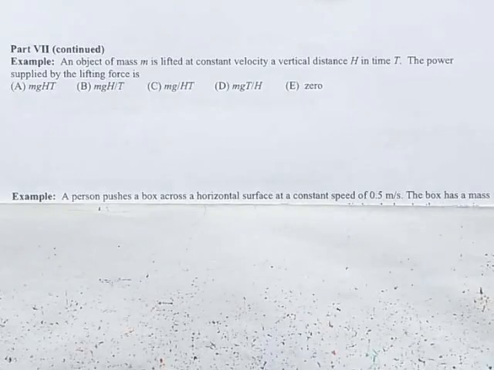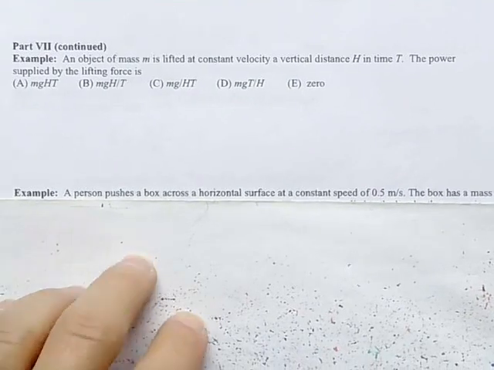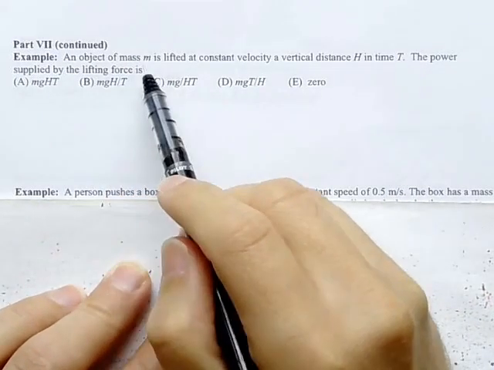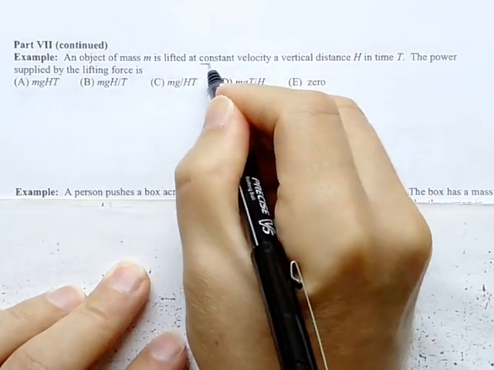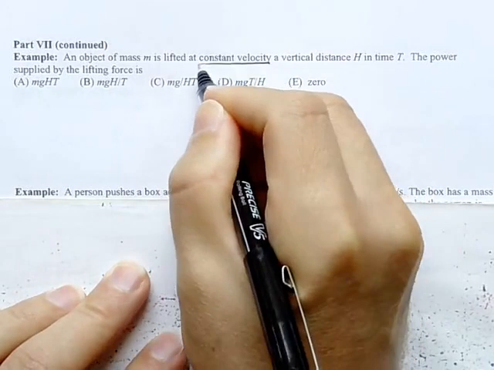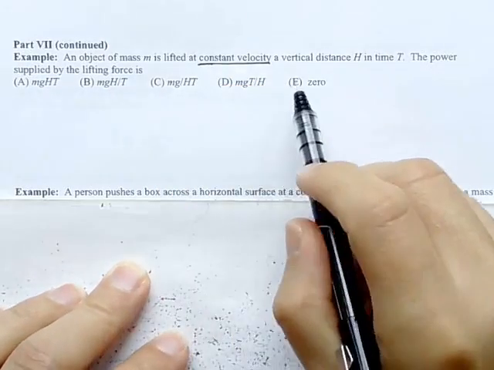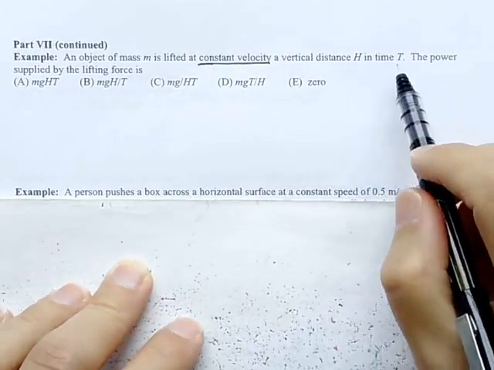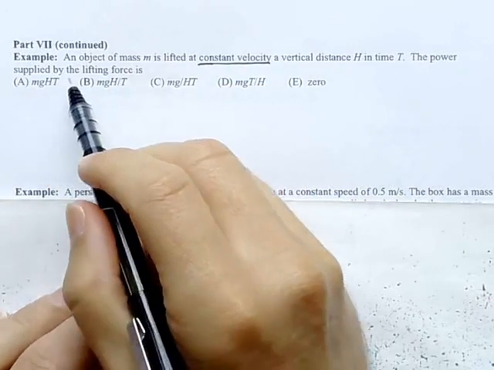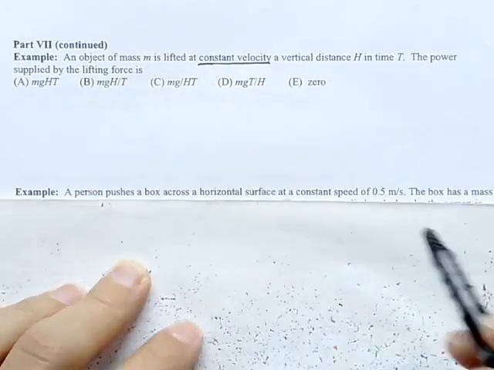Here are two practice multiple choice problems that focus on the concept of power. First one. An object of mass m is lifted at constant velocity, always an important phrase to note, a vertical distance h in time t. The power supplied by the lifting force is what?